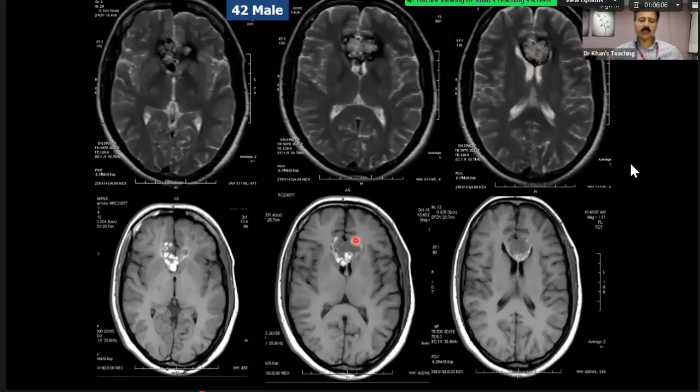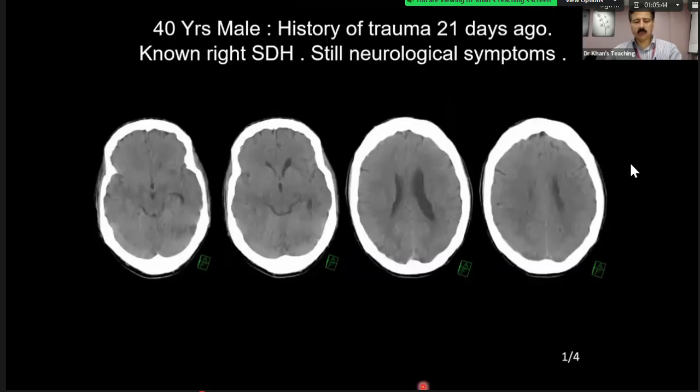Within that, there are foci which are of different signal, as in subacute hemorrhage. That appearance is also known as popcorn appearance. So this is classical for a cavernoma. A complete hemosiderin rim, they say, will not occur in a tumor. So this is a classical cavernoma, and this is an exam case.